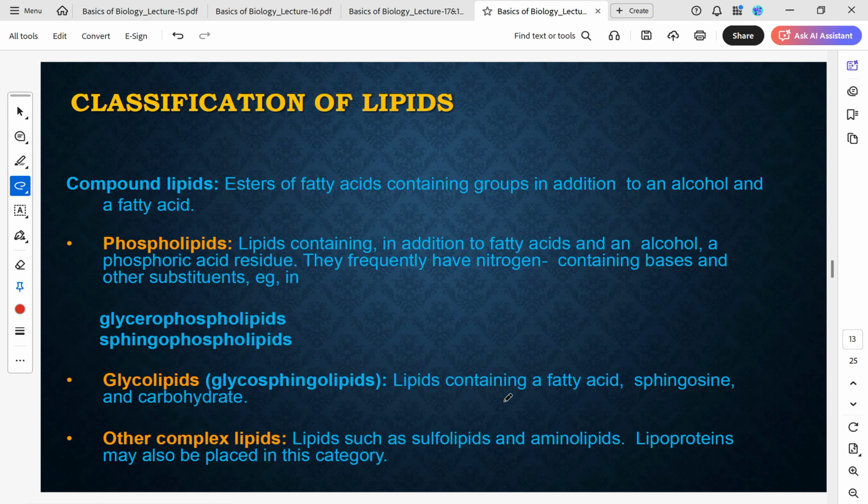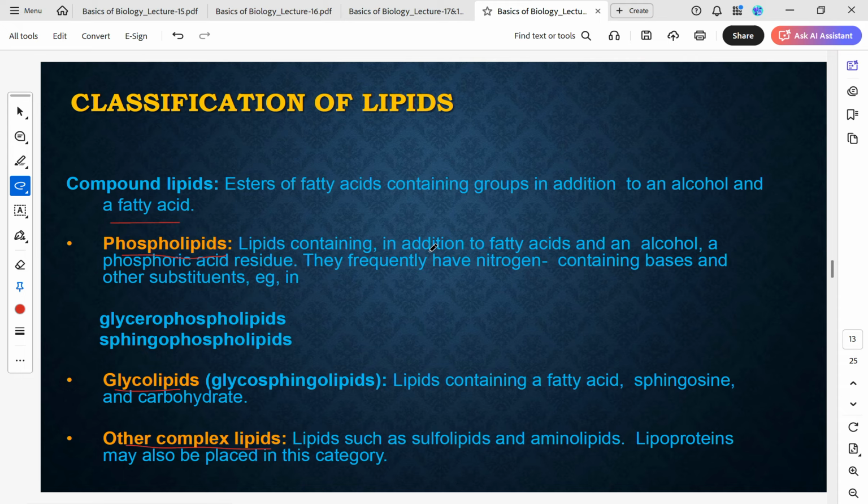Classification of lipids. So we got to know what simple lipids are. Now compound lipids. These are esters of fatty acids containing a group in addition to an alcohol and a fatty acid. Compound lipids can be further characterized as phospholipids, glycolipids, or other complex lipids.